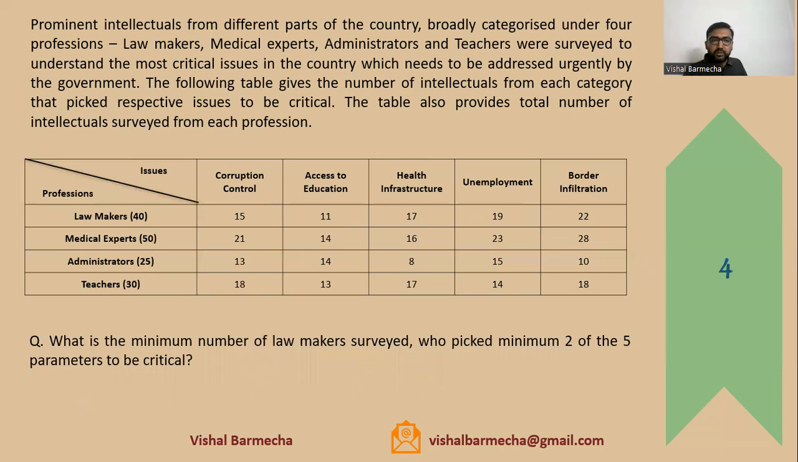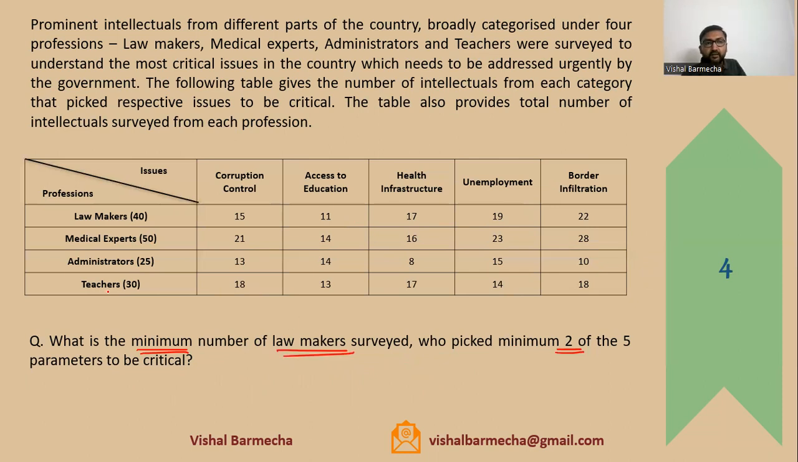Coming to the last question of this set, what is the minimum number of lawmakers? तो अब मुझे कुछ minimize करना है. What is the minimum number of lawmakers surveyed who picked minimum 2 of the 5 parameters to be critical? Okay, so listen to this question very carefully. Minimum ऐसे कितने lawmakers थे?